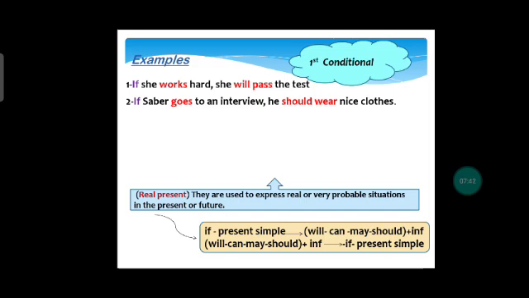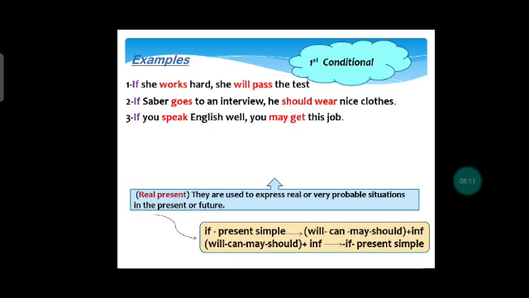So the main clause in a first conditional can vary. It can be one of this large list. So you have to pay attention to all of this. Let's go back. If Saber goes to an interview, he should wear nice clothes. It's advice. We use should in the first conditional in the main clause to express advice. Okay? Is that clear? Yes.